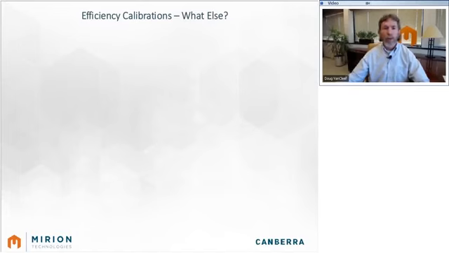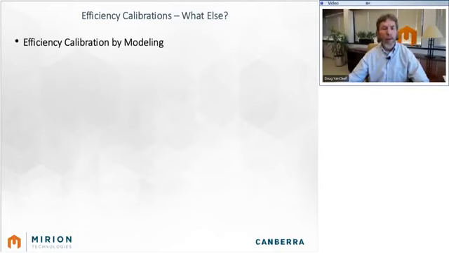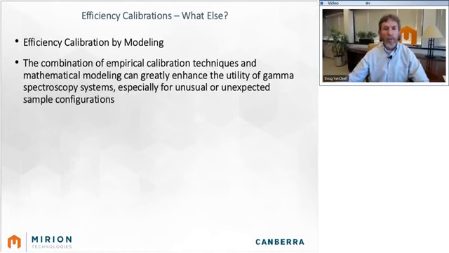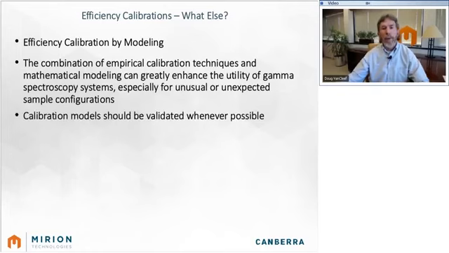All right, what else do I think you need to know about efficiency calibrations? Well, by now you're probably aware that there are commercially available software packages that allow modeling of counting efficiency for gamma spectroscopy. Our products in that field are iSox and LabSox. The combination of conventional or empirical calibration techniques and mathematical modeling together can greatly enhance the utility of gamma spectroscopy systems, especially for unusual or unexpected sample configurations. As with empirical calibrations, modeled calibrations should be validated with an analysis of a known sample whenever possible.